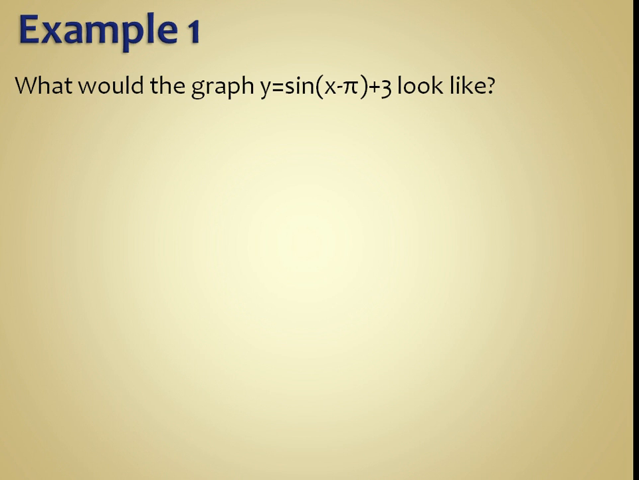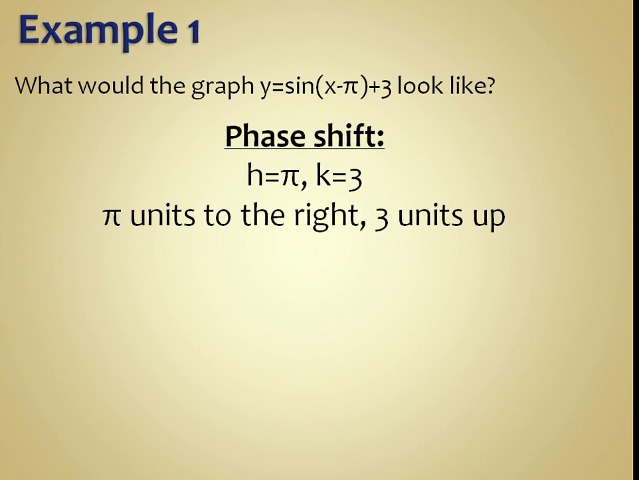But you have a h and k. So your starting point is not (0, 0) anymore. Your starting point shifted and is now (pi, 3). So you moved pi to the right and 3 up. So that's the first thing that I want you to notice about this function. Now, because a and b are both positive, nothing changed, nothing is flipped over.